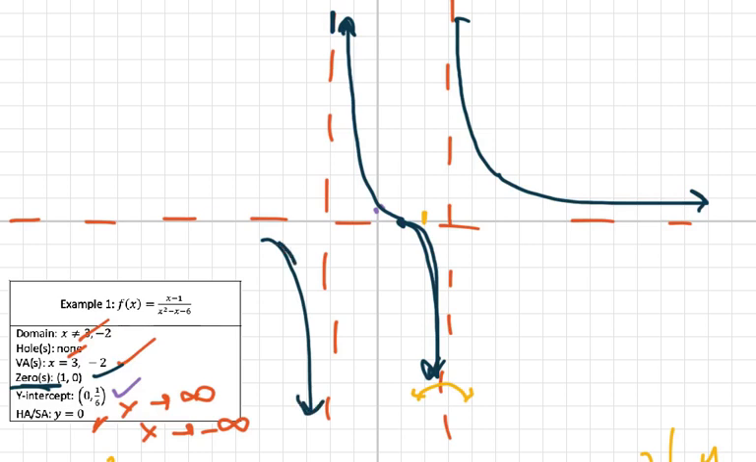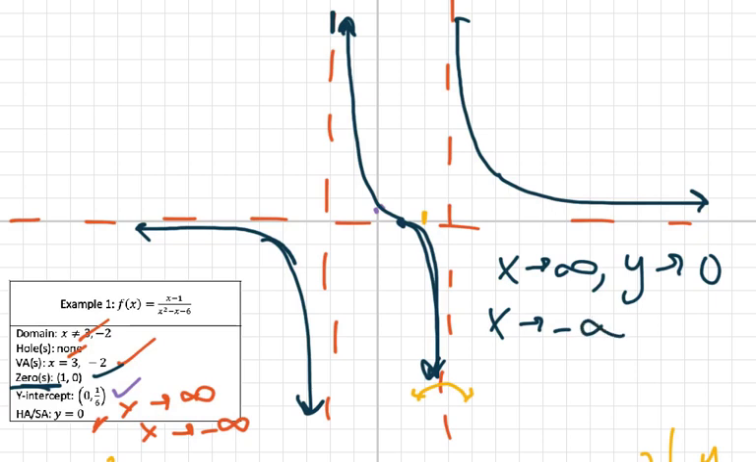Okay? And then I have a graph that looks kind of like this. So if I asked what is the end behavior, as x approaches infinity, y approaches 0. As x approaches -infinity, so over here, y approaches 0. Okay? And again, I know this is really confusing. That's why I want you to take it step by step by step.